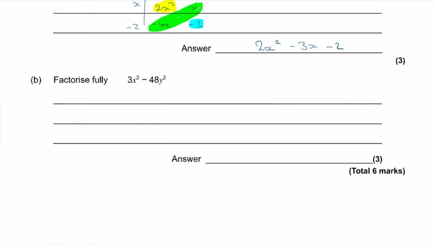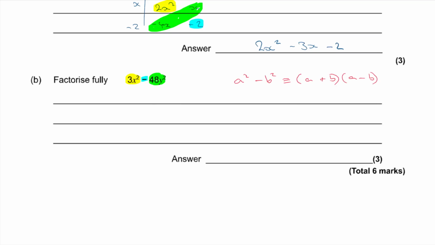Part B says factorise fully 3x squared minus 48y squared. Okay, now again, if I just bring up my difference of two squares identity, we said that we need to square root the two terms, don't we? This is a square, this is a square, with a minus sign in between them, or a difference of them. So it is the difference of two squares. It's going to factorise into two brackets. But before I do that, I've noticed that 3 and 48 have got a common factor. So I'm going to factorise those out first, and it should make finding the difference of two squares a little bit more simple.